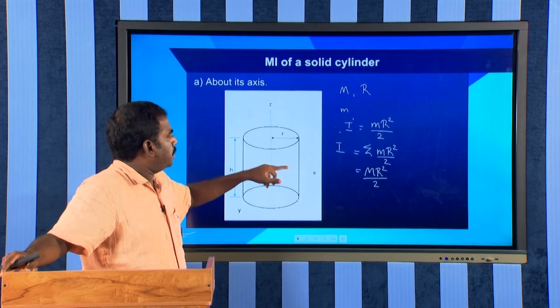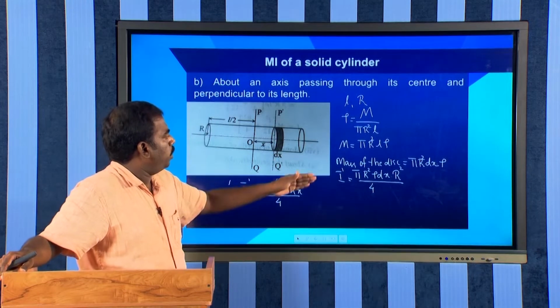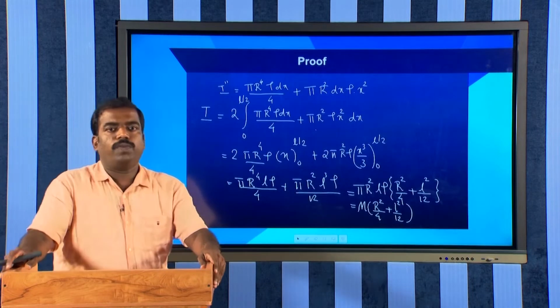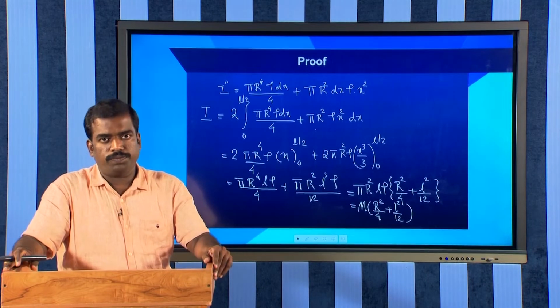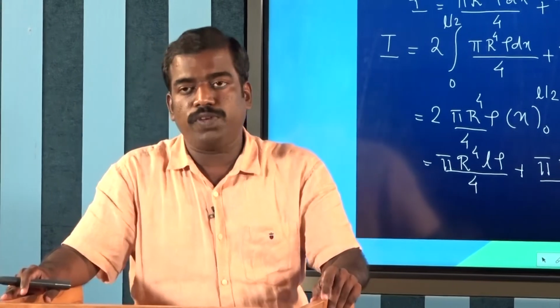So this is the moment of inertia of the cylinder about two axes. First one about its own axis, it is m r square by 2, and about an axis passing through its center and perpendicular to its length, it is m into r square by 4 plus L square by 12. Okay. So next we will see the moment of inertia of a solid sphere.